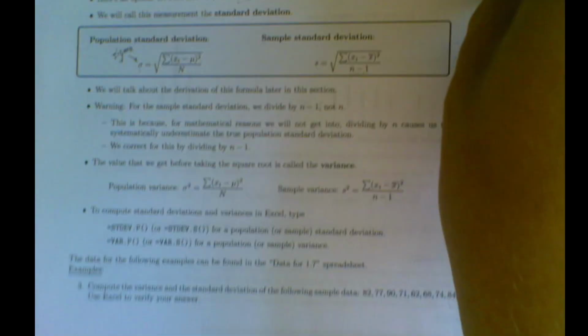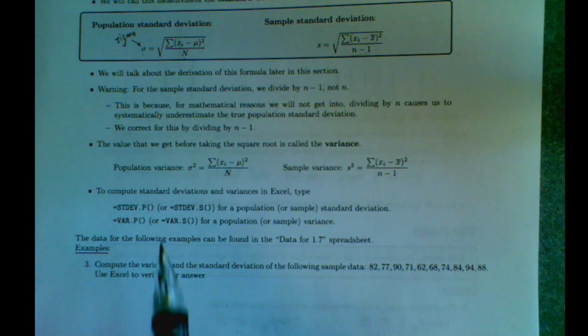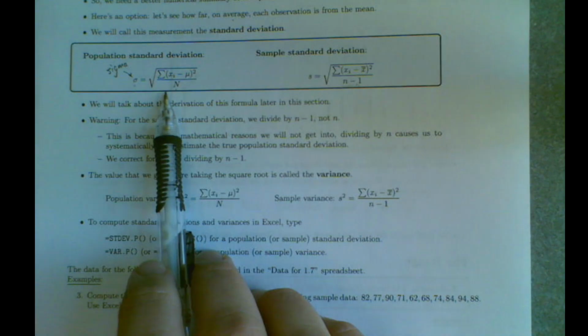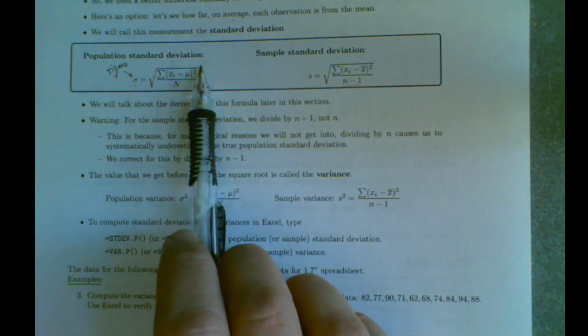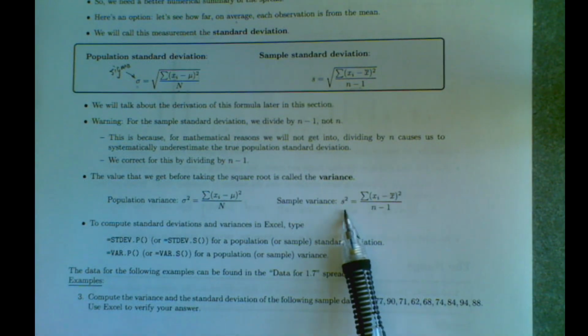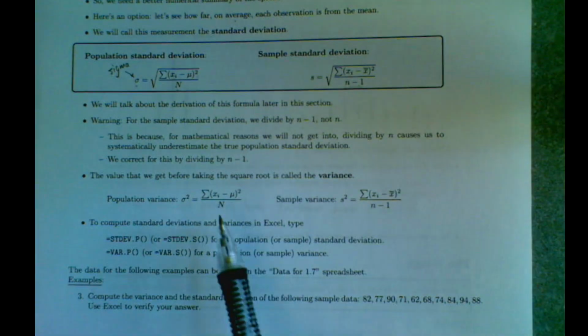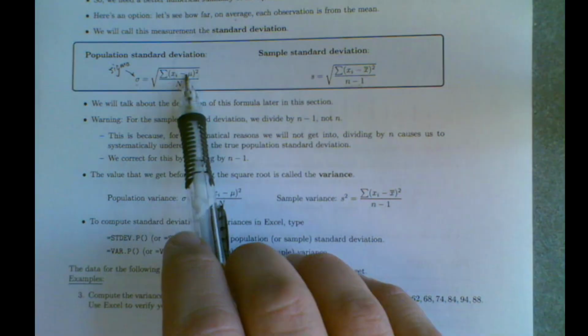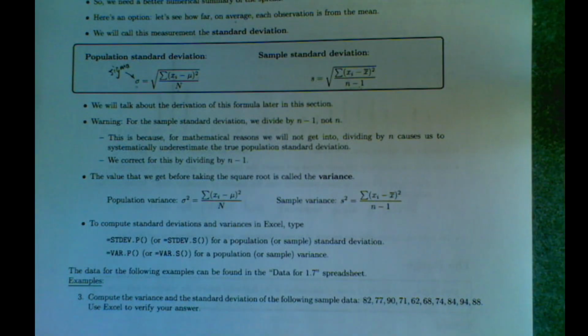Let me also just mention that the number that we get before taking the square root is called the variance. So the population variance would be denoted by sigma squared, and the sample variance would be denoted by s squared. Again, these are just the numbers that we get before taking the square root when we're calculating the standard deviation.